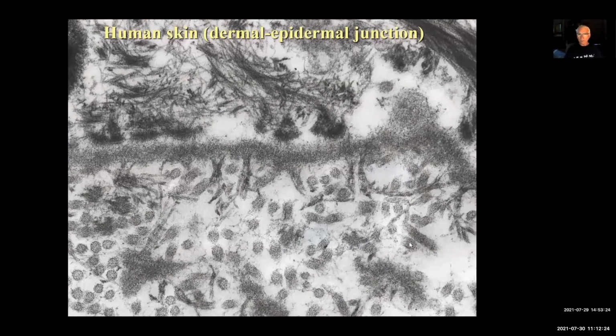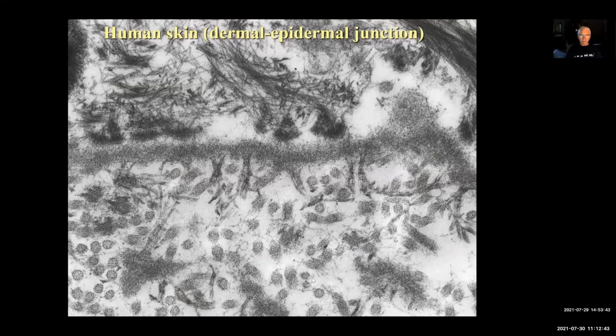This is one of the matrices that we are most interested in. We work with it frequently. It is human skin. And here we see collagen fibrils cut in cross-section. We see the basement membrane, the lamina densa. We see lamina lucida, and we see the epithelial cells here at the top.